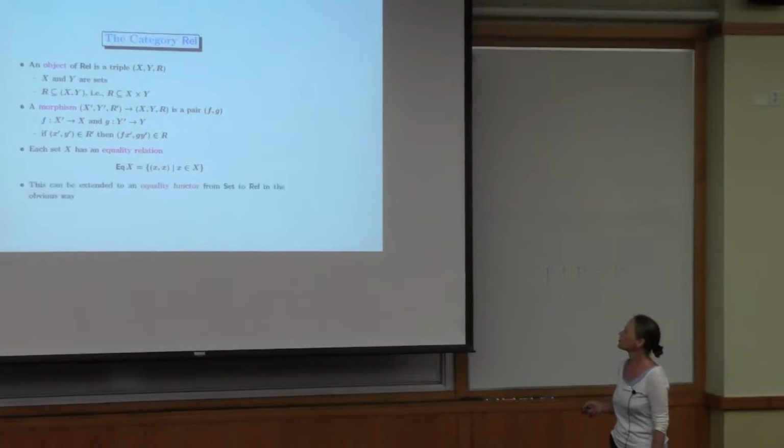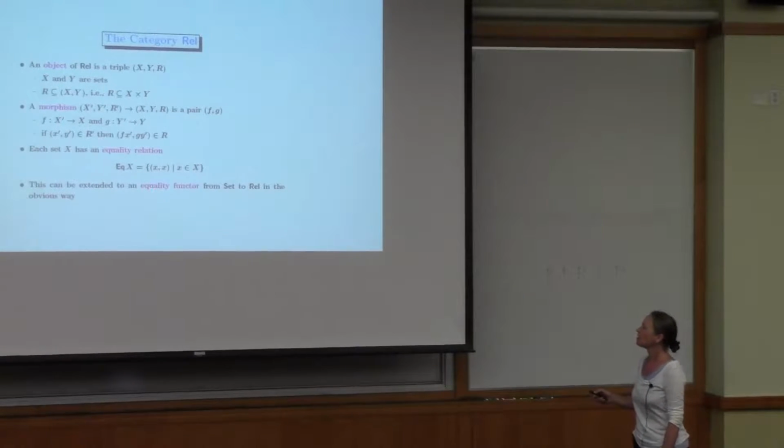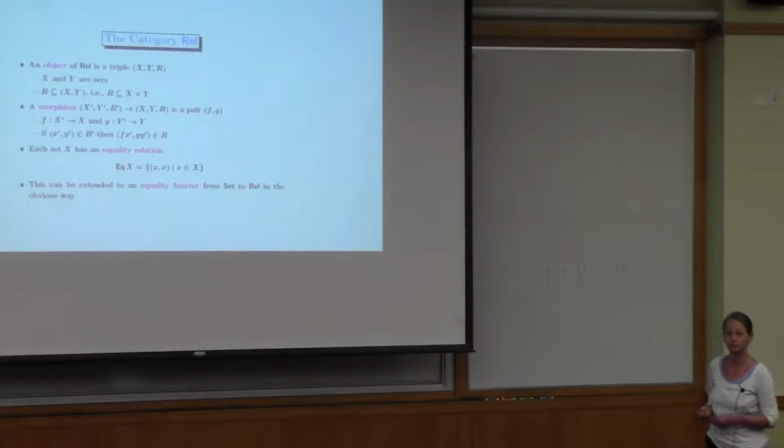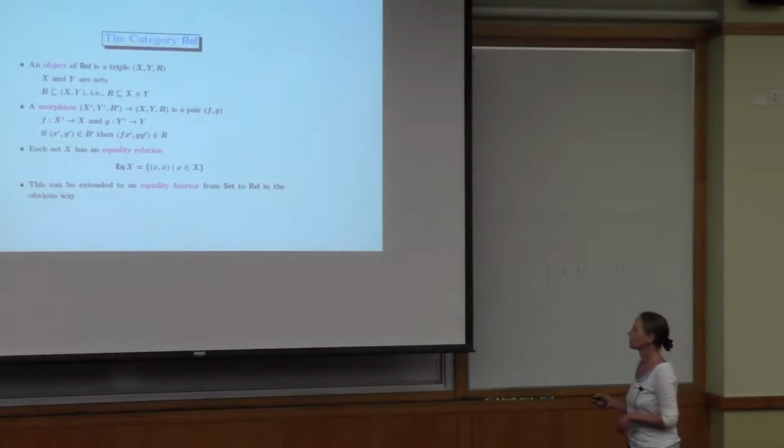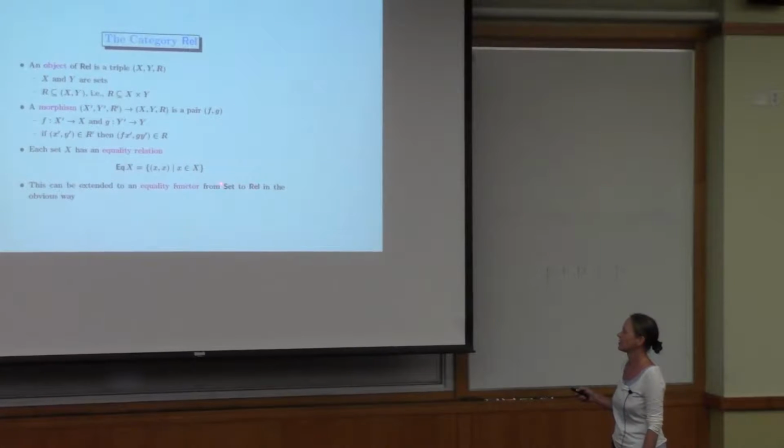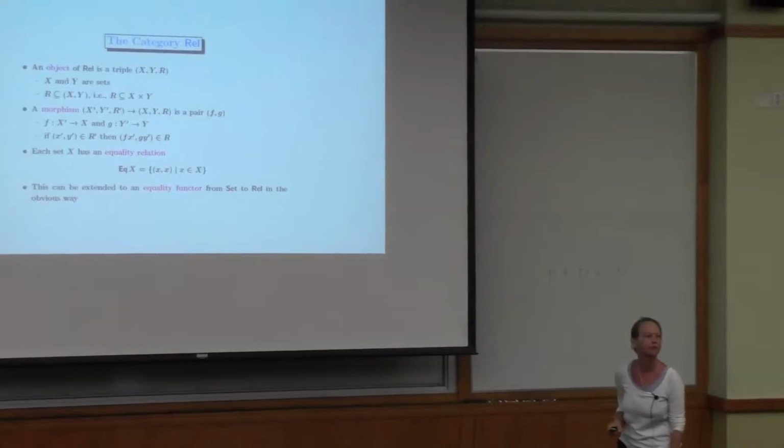Okay? But what you should notice here is that this equality relation can be extended to an equality functor, and it goes from Set to Rel. So it goes from the category of sets to the category of relations. Yeah, this category that I was just telling you about. Okay, so that's what it's going to do. So we're going to make a fibration that goes from Rel to Set, but I've got an equality functor that goes from Set to Rel.